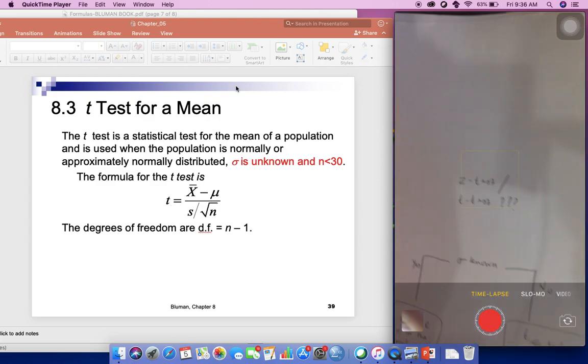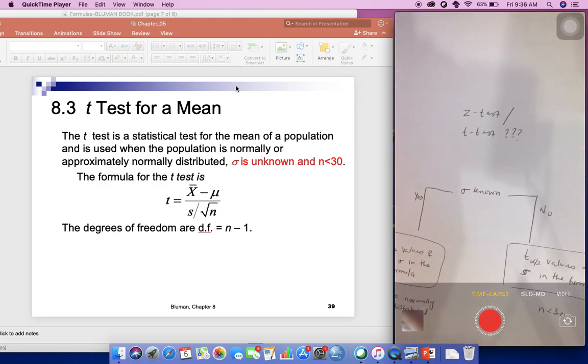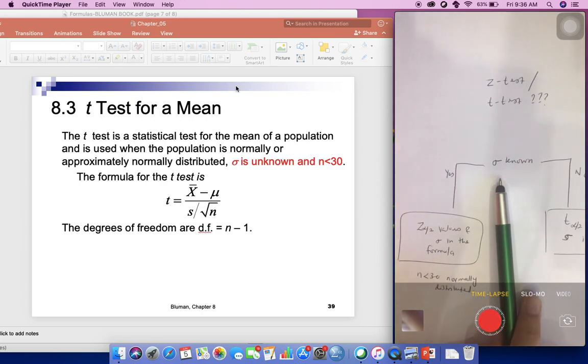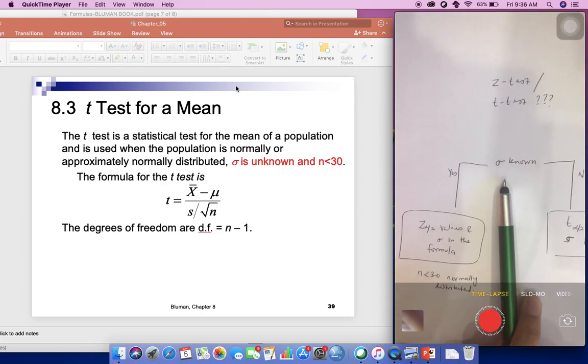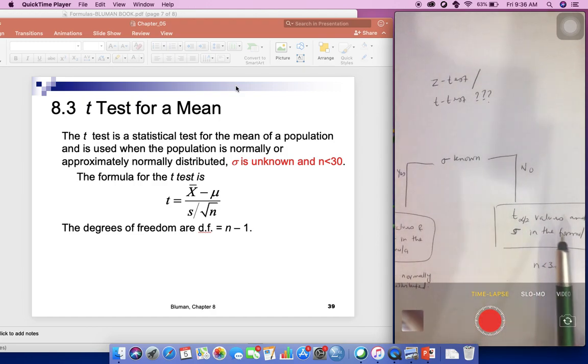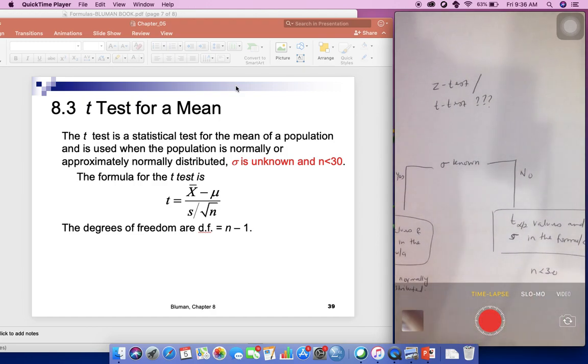The other difference between z-test and t-test is you must remember the value for standard deviation. For the z-test, we know the standard deviation. But for the t-test, we don't know the value for the standard deviation.